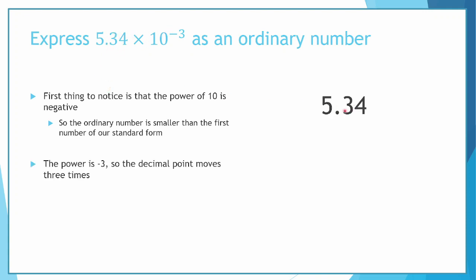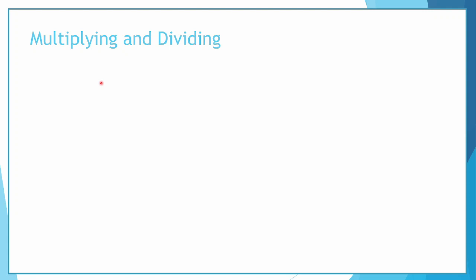So we're going to start with 5.34. We notice that the power is 3 and it's negative, so we know this number has to get smaller. In order for this number to get smaller, we need to move our decimal point to the left, because every time we move to the left, our number reduces by a factor of 10. So let's do that. 1, 2, 3, and our number becomes 0.00534. We fill in the gaps with zeros, and our decimal point is here, so 0.00534.